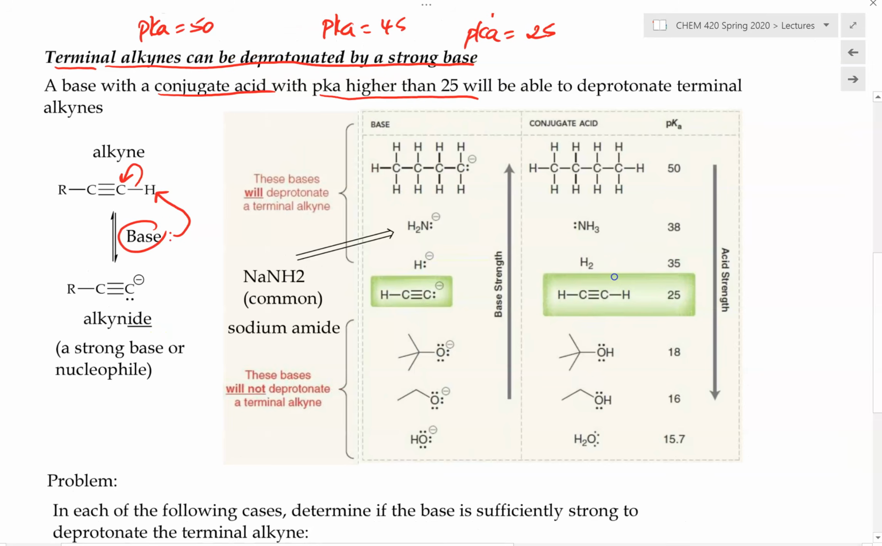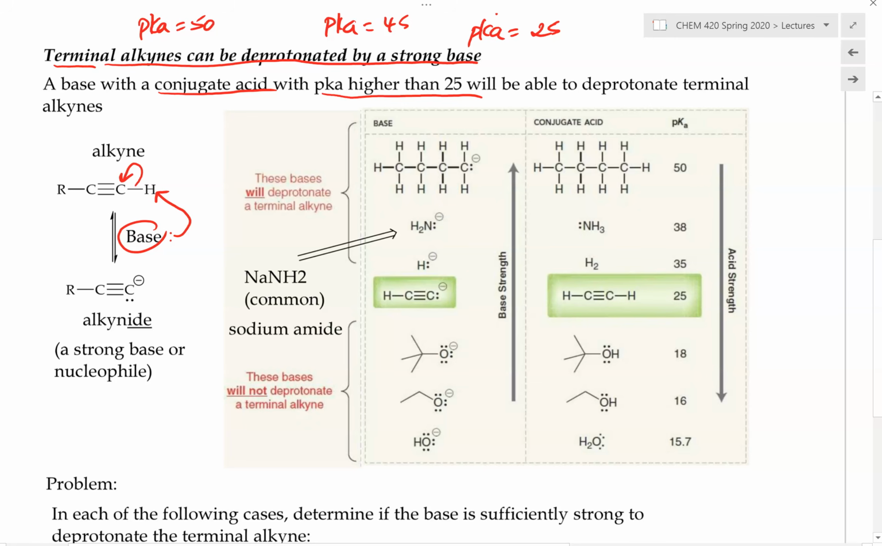So now we will be able to convert this alkyne into something that we call the alkynide, or acetylide. Here are the types of bases that we would need to use in order to deprotonate the alkyne. Here is the cutoff point for the alkyne. Anything above this line corresponds to a base that will be able to deprotonate an alkyne. For example, hydride is a strong enough base to deprotonate the hydrogen on the alkyne, because its conjugate acid, H2, has a pKa of 35.